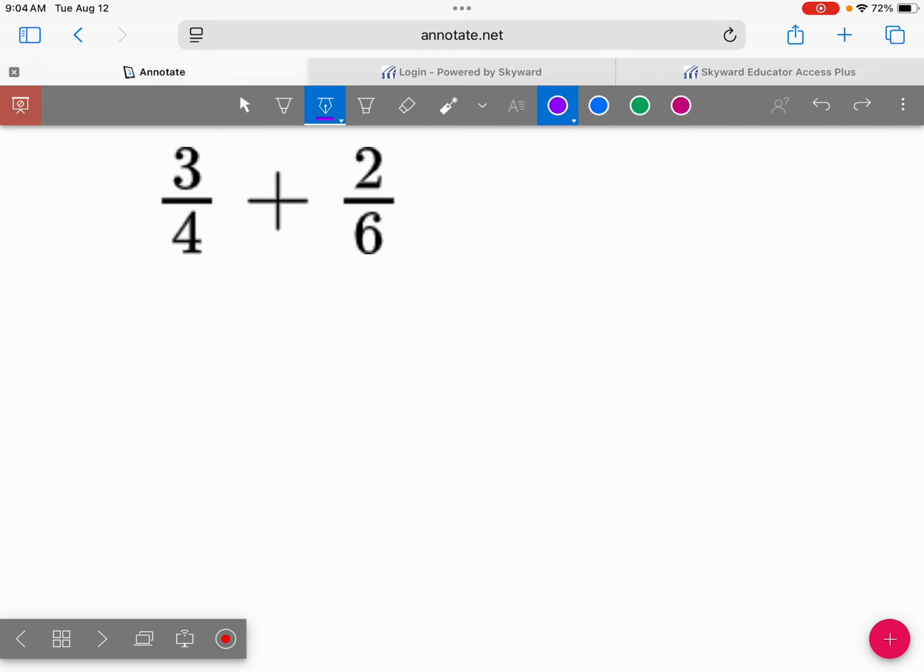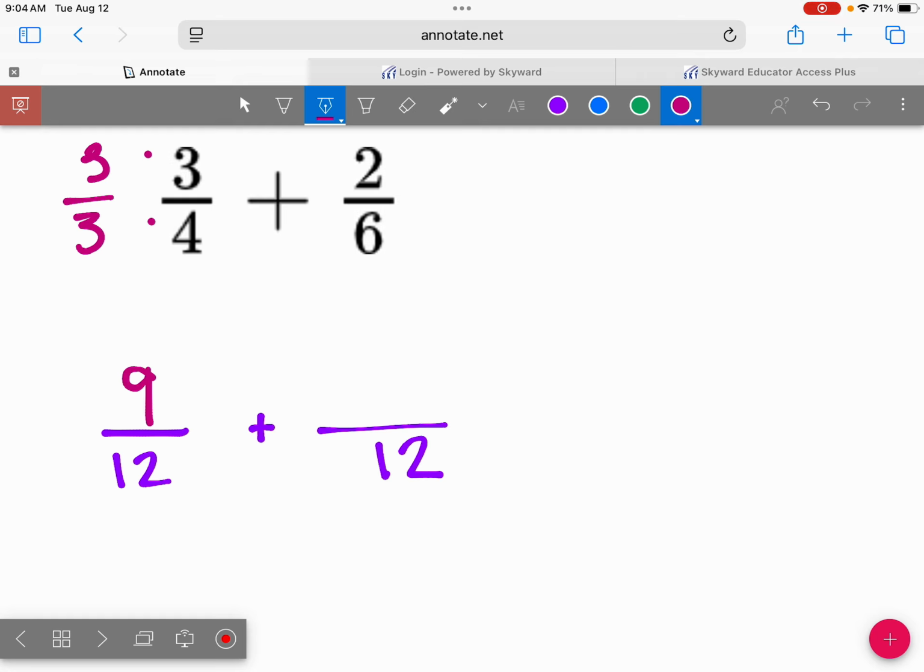12. So if I want to get these both to have a common denominator of 12, what am I multiplying this fraction by? 3, but it's 3 over 3 because I'm not actually changing my fraction. I'm multiplying it by a funny looking 1. So we get 9 as our numerator here. What are we multiplying this fraction by? 2 over 2. Because again, I'm not changing my expression. I'm just making it have that common denominator. We're finding the piece that's missing. So we get 4 over 12.